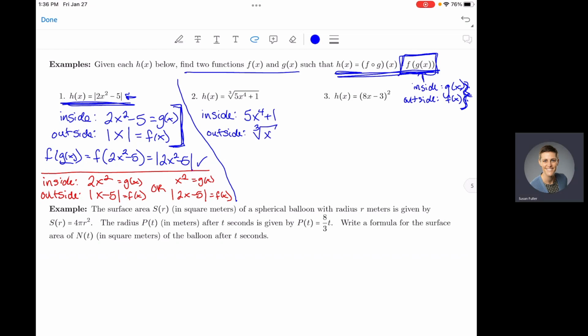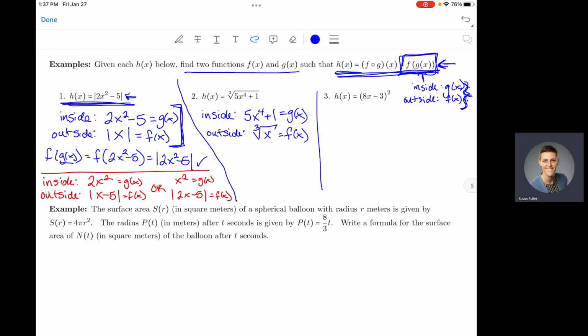So then when I take my inside function and plug it into the cube root of x, I get what I started with. Again, Alex will tell you how it wants these labeled. Here, g of x is my inside function, f of x is my outside. And this is not the only solution. There are many different options that would work.